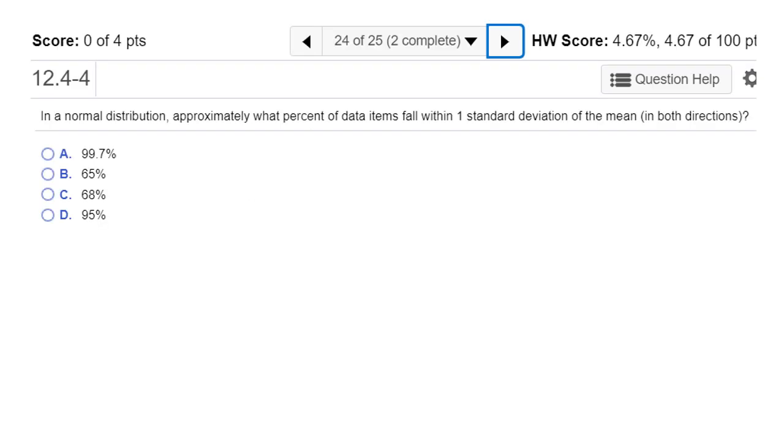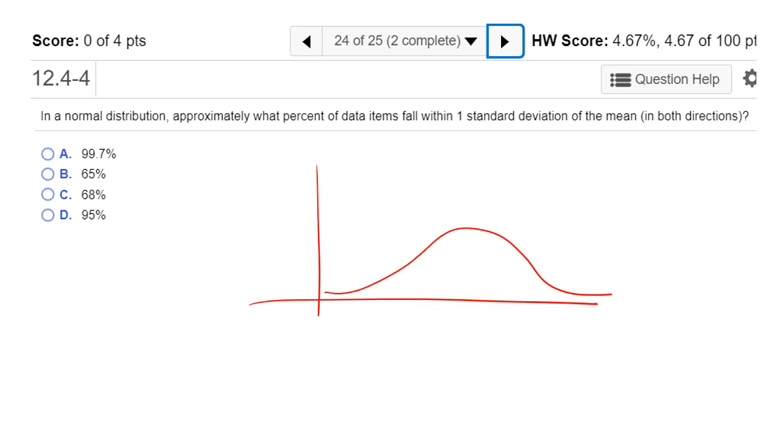Here on question 24, you have to think about the normal distribution. A normal distribution looks like this, the bell curve, where the mean or the average is in the middle. If you move one standard deviation up or one standard deviation down, then that actually includes 68% of all the population. So 34% would be below average, 34% would be above average, giving us that 68% if we look in both directions. So my answer here is C.